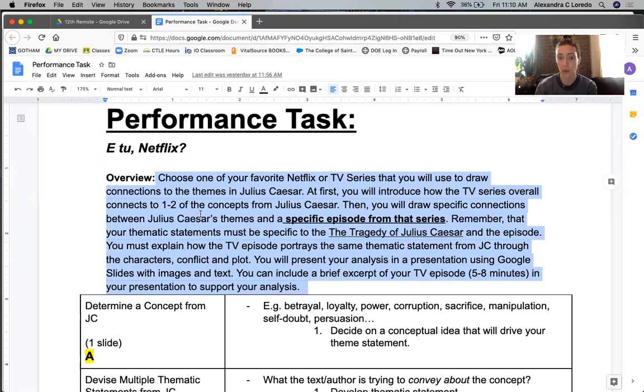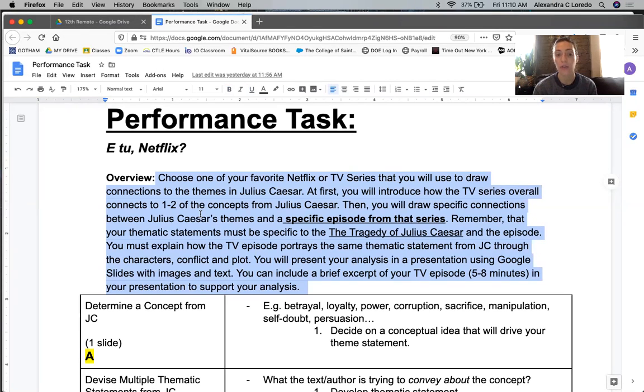At first, you're going to introduce how the TV series overall connects to one or two of the concepts from Julius Caesar, and then you're going to draw specific connections between the Julius Caesar play and the episode from the series of your choice. It's important to remember that your thematic statement has to encompass the ideas in the tragedy of Julius Caesar and the episode that you choose, right? So it kind of has two faces to it.